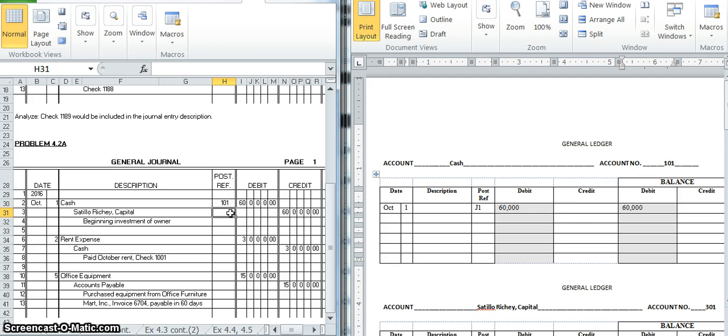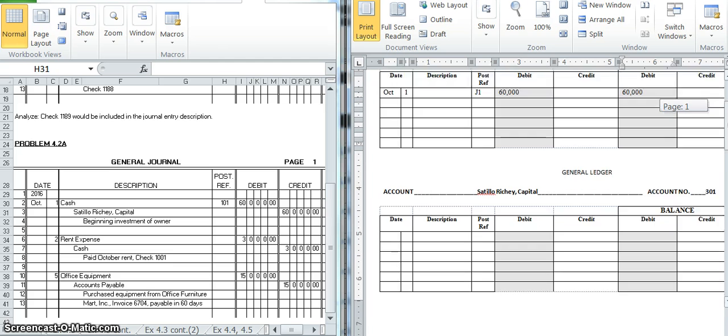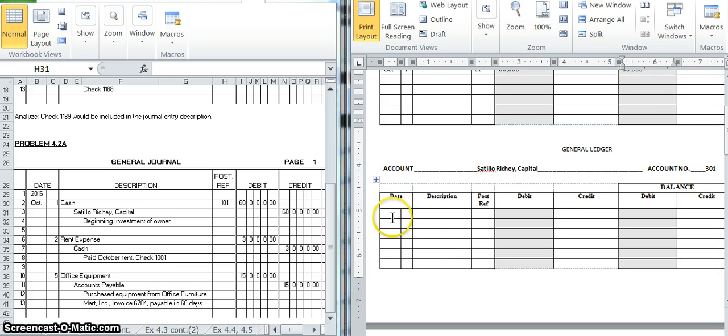And we have Sotillo Ritchie Capital, and we have to go down to his account 301, put the date, which was October 1. And since this is the capital account, it is increased with credit. So we enter $60,000 as a credit, and he has a balance of $60,000. Where do we get this information? General Journal, page 1. Once we have done that, we take the account number and go back to the General Journal and enter 301. And we have completed posting the first entry.